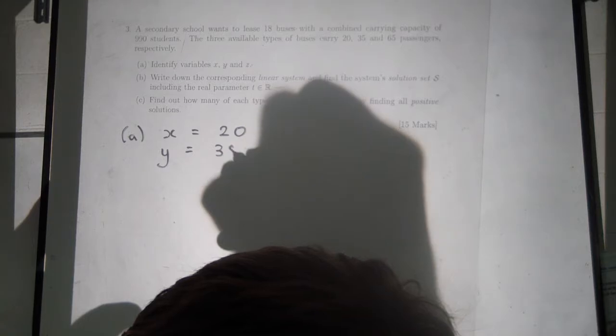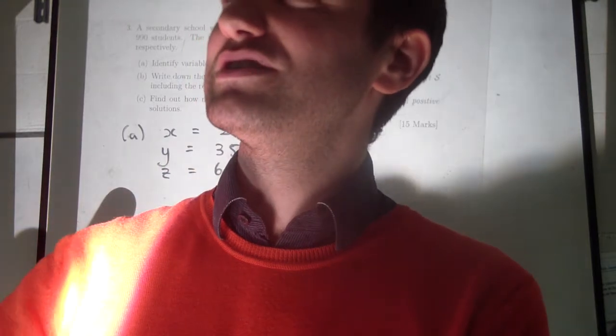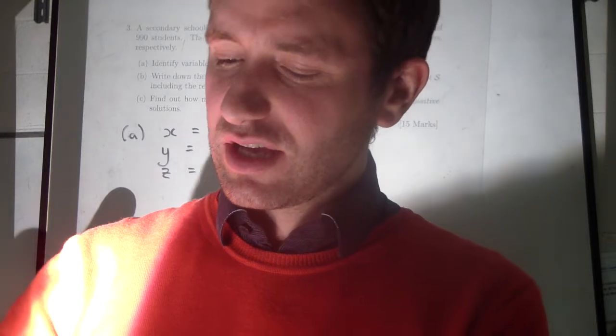What you get a lot is stuff like X is equal to 20, Y is equal to 35, and Z is equal to 65. People writing something like this, that's nonsense. No, it should be the number of 20 seaters, the number of 35 seaters. Yeah, because they write this.